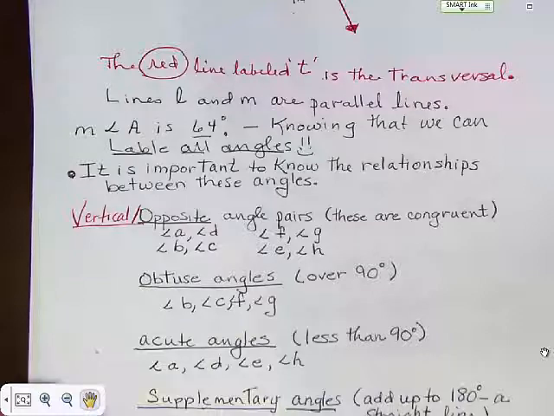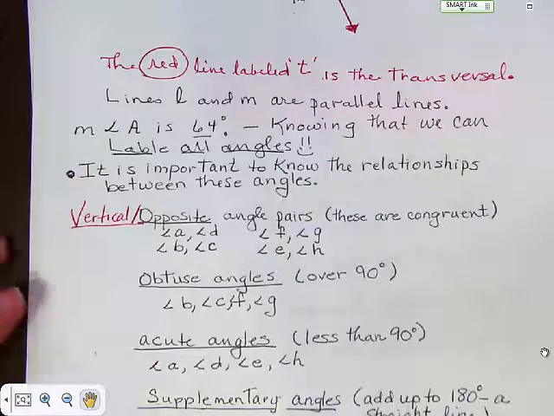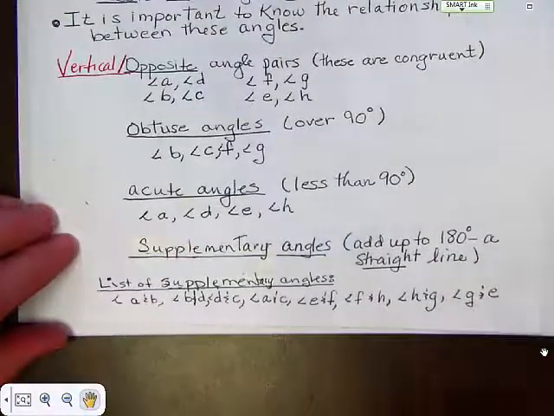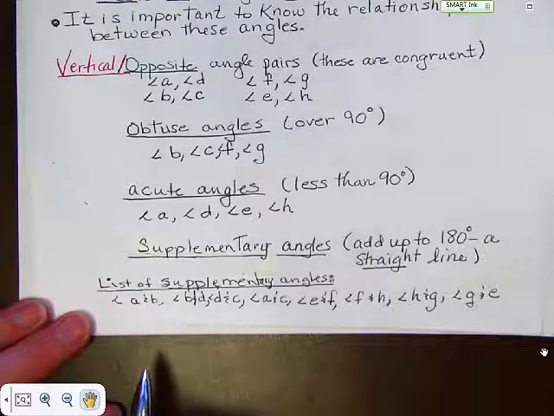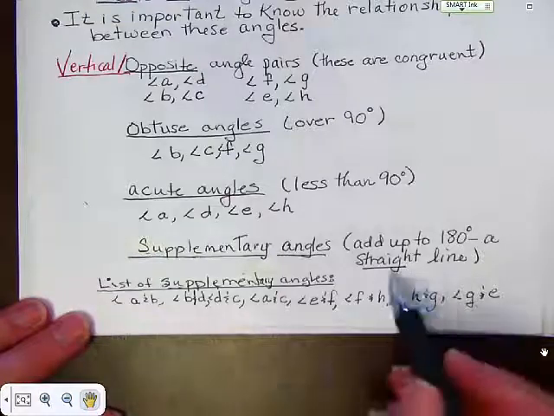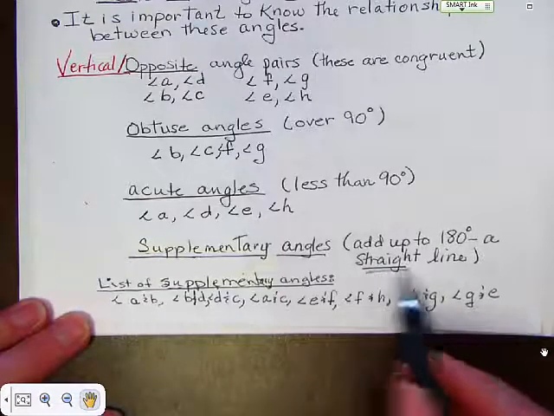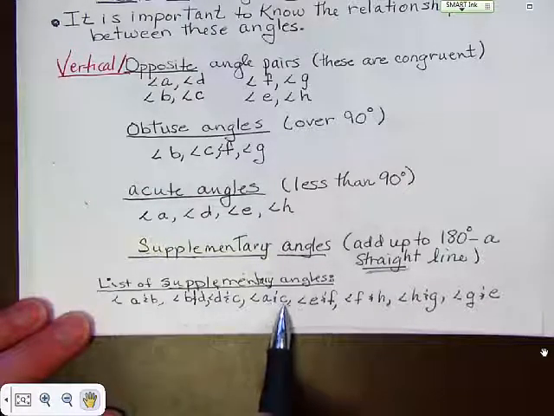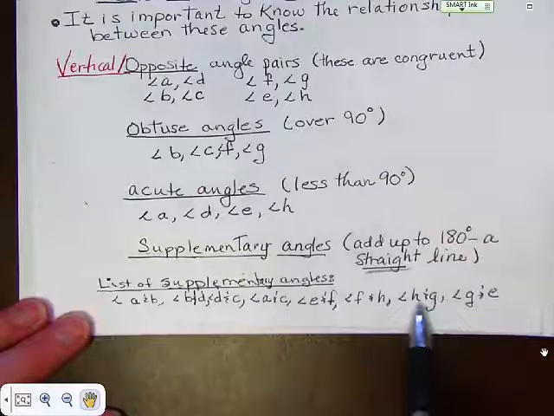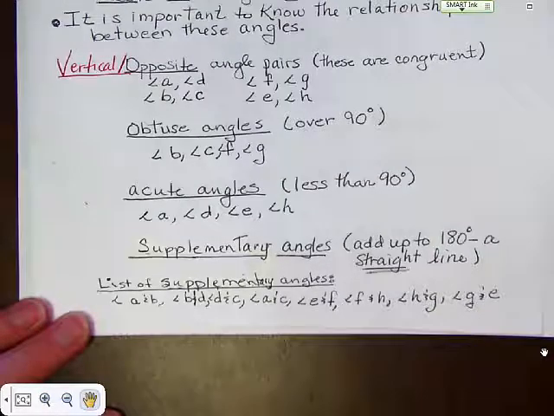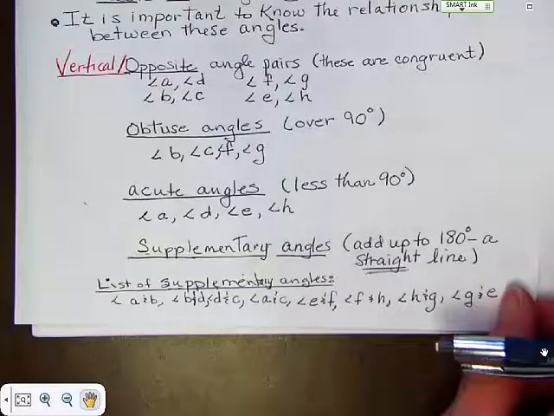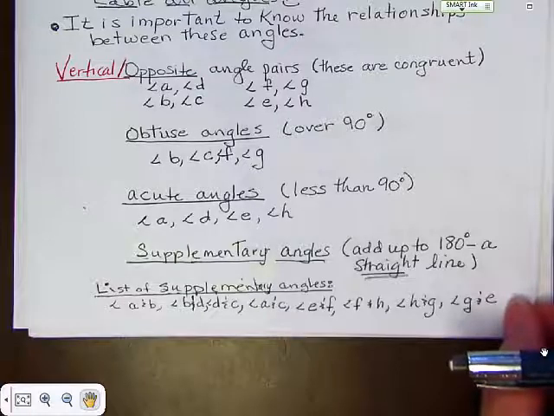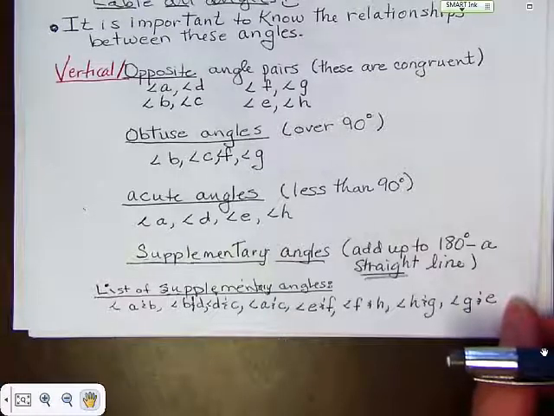We've already identified them as we were figuring out the measurement of our angles, but I would like you to write a list of them. So they are down here at the bottom. Supplementary angles, that means two angles that add to 180 degrees or a straight line, okay? You've got AB, BD, BC, AC, EF, FH, HG, and GE. Those are all what I would call supplementary angles because when they are put together, they are 180 degrees, as in a straight line.